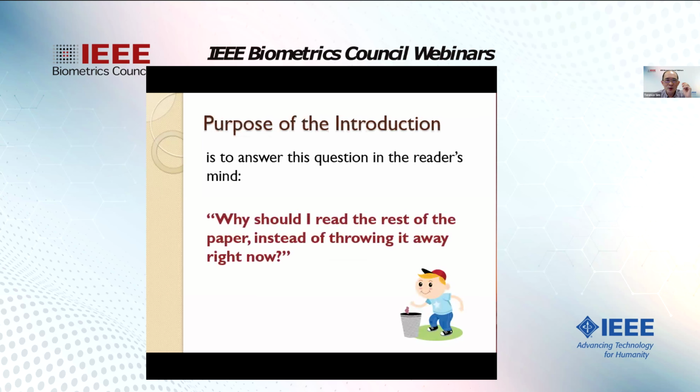Here's the answer, to keep you from guessing. To me, the purpose of the introduction is to answer this question in the reader's mind. And the question is the following: why should I read the rest of the paper instead of throwing it away right now? Because remember, the reader has that option.